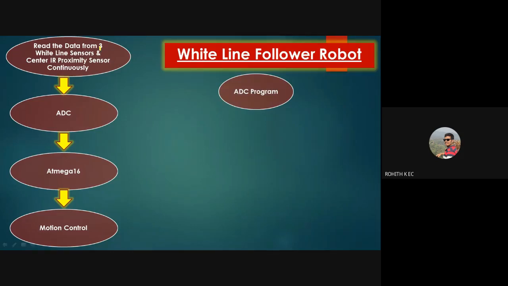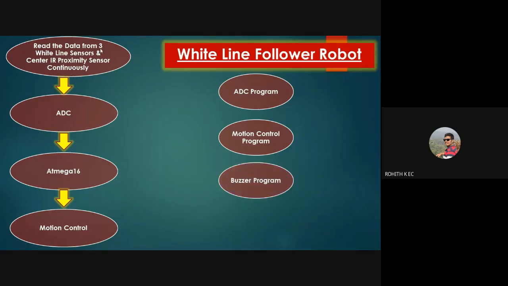In order to accomplish this, we'll be making use of many of the programs that we have already discussed. We'll be using the ADC program, the motion control program, and when an obstacle is detected, I want to turn on the buzzer to indicate that. So I'll be using the buzzer program. I'll also be using the LCD program in the testing phase to read the values reflected by the white line sensor and IR proximity sensor, so that I can decide my threshold values. After that, there is no need for the LCD program in this white line follower robot. It is very important that you use it during the testing phase.